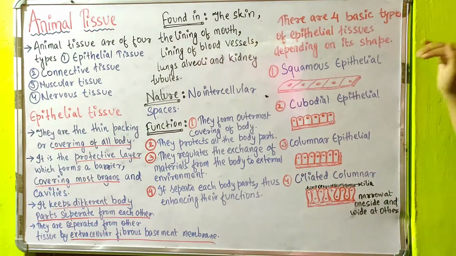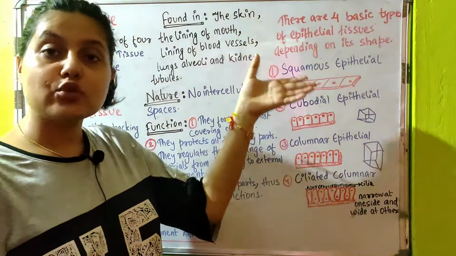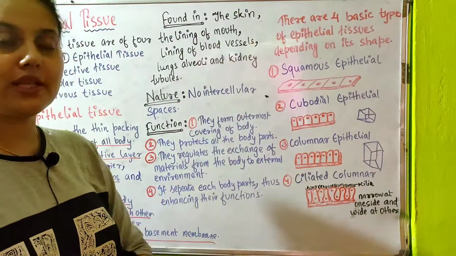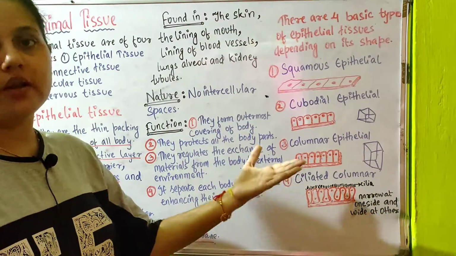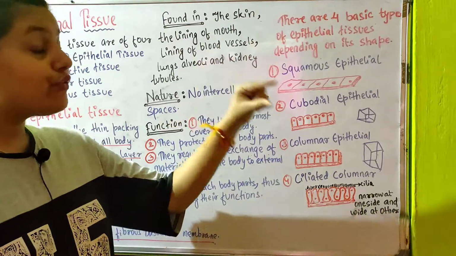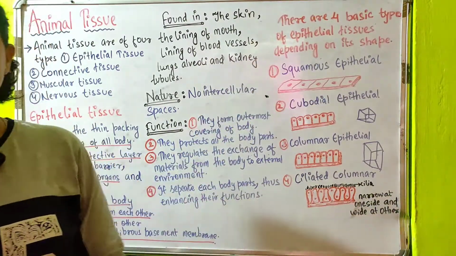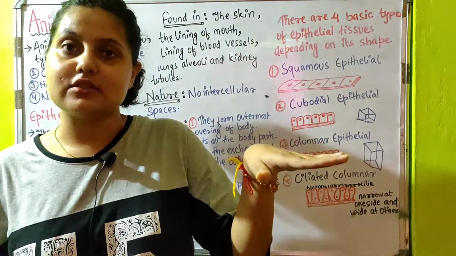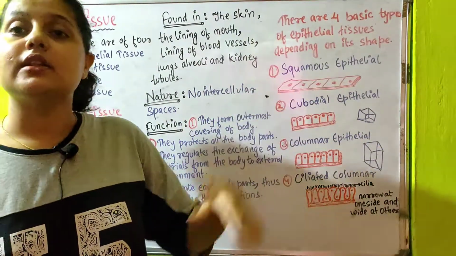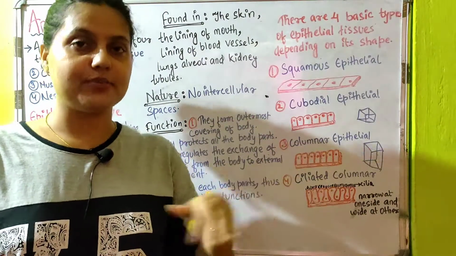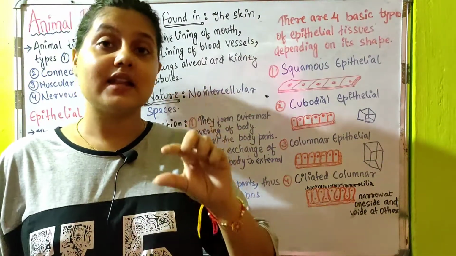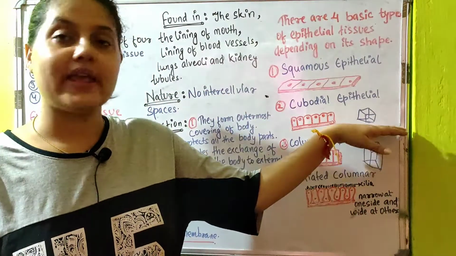Okay, now coming to the next part, there are 4 basic types of epithelial tissue depending on the shape of the cells they are made up of. Those are squamous epithelial, cuboidal epithelial, columnar epithelial and ciliated columnar epithelial. Now, first coming to the squamous epithelial, you can see from the picture that they are flat kind of cells. The squamous epithelial are made up of flat cells, and the cuboidal epithelial are made up of cells which have a cube-like shape.